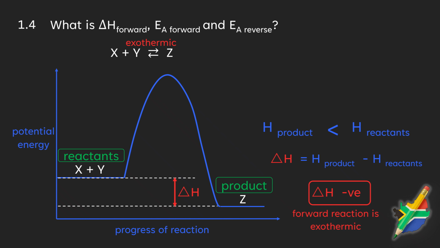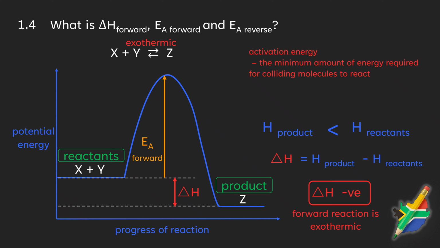Then the energy that needs to be absorbed by the reactants to reach a transition state is the activation energy of the forward reaction. Activation energy is the minimum amount of energy required for colliding molecules to undergo a reaction. And if we consider the reverse reaction, which is Z decomposing to form X and Y, we would need to read the diagram backwards. The activation energy needed by Z to form X and Y is given by the yellow arrow. This is the activation energy of the reverse reaction.